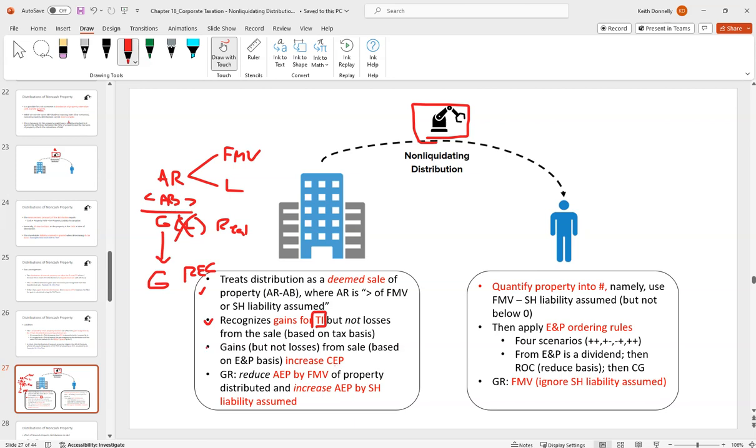For CE&P purposes, you're also going to run the numbers on that. Instead of using your tax basis, you will use your E&P basis. What's the difference between those? Well, most of the time it's going to be the same. If it's tested on the exam, it's going to be the same. But if you're wondering why there are different bases, well, remember, for tax, we use MACRS.